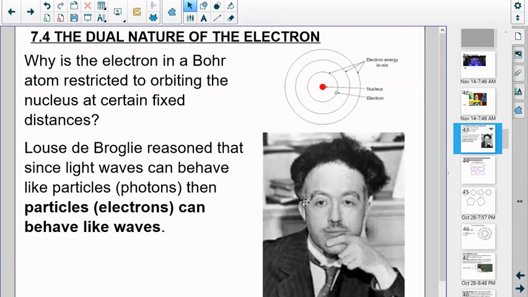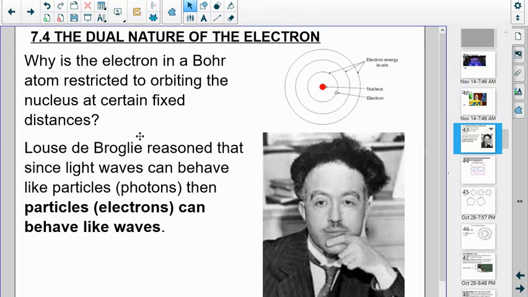of the electron. So far, we've been focusing mostly on light. Now we're going to look a little bit more at electrons. So Bohr came up with his model of the atom. Why were those electrons restricted to orbiting the nucleus at certain fixed distances?